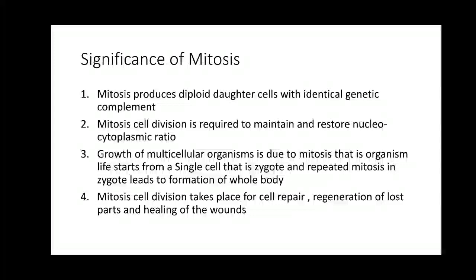Mitosis cell division is required to maintain and restore nucleocytoplasmic ratio. What is this nucleocytoplasmic ratio? Because cell growth is the property of cells, which includes increase in the size of the cell or say the number of the cells. If there is increase in the size of the cell, it is nothing but the nucleocytoplasmic ratio. That is, increases in the large cell or the cell undergoing growth is going to increase its volume of the nucleus and volume of the cytoplasm.